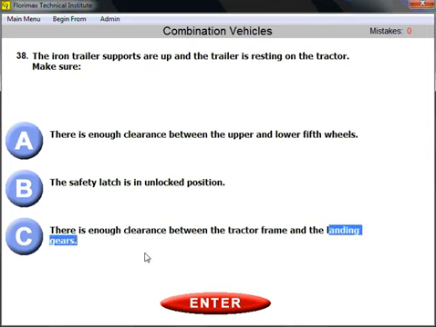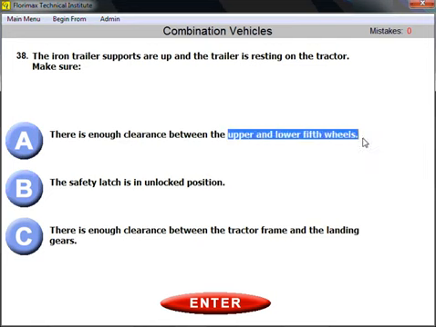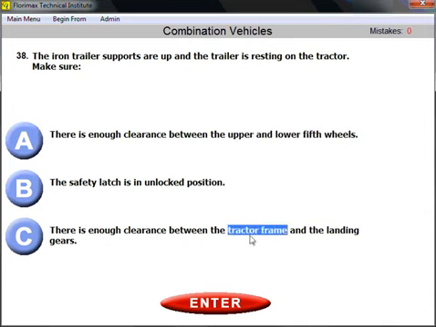Again, please be careful, read all of them. There is also enough clearance in this choice, but it's not correct, because enough clearance between the upper and lower fifth wheels means that something is wrong. There shouldn't be any space between them, right? So there should be enough clearance where? Between the tractor frame and the landing gears. That means that the coupling is right. Okay?